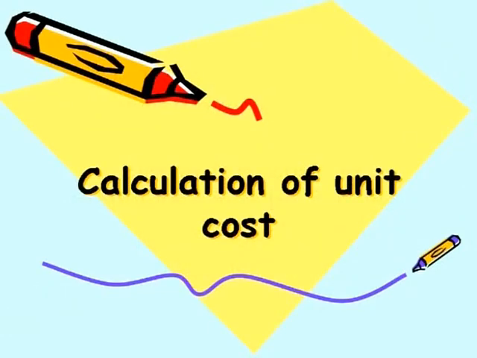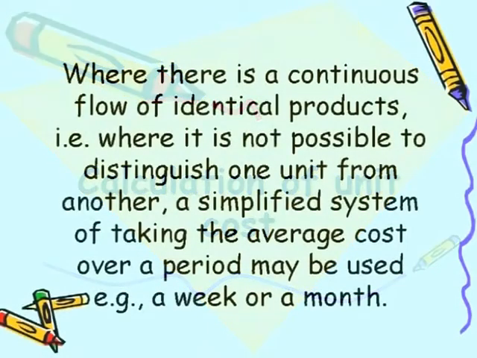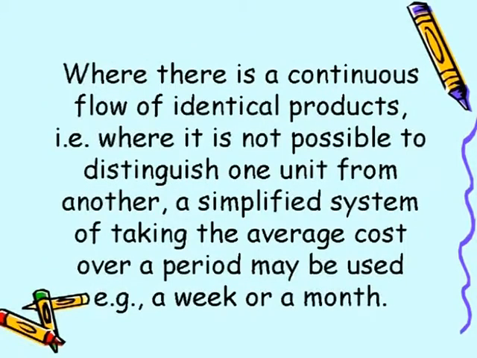Calculation of unit cost. Where there is a continuous flow of identical products, that is, where it is not possible to distinguish one unit from another, a simplified system of taking the average cost over a period may be used. For example, a week or a month.